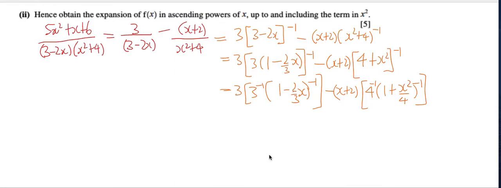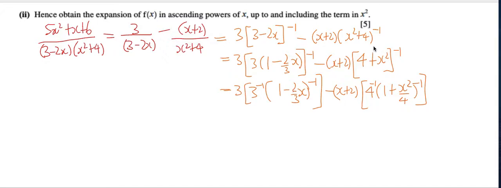Hence, obtain the expansion of f(x) in ascending powers of x up to and including the term in x squared. Okay, so we already got the partial fraction, which is 3 over (3 minus 2x) minus (x plus 2) over (x squared plus 4). Okay, when I write this, you get 3(3 minus 2x) to the power of negative 1, and then the second part is negative (x plus 2)(x squared plus 4) to the power of negative 1. Okay, we know the formula is valid if you have 1 plus x.